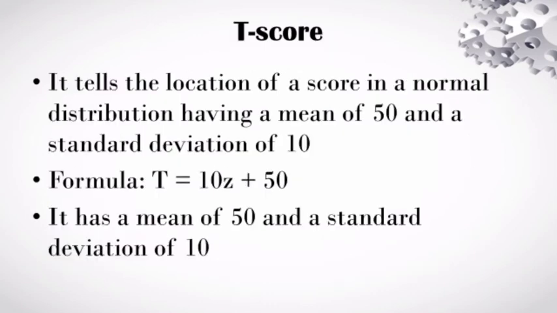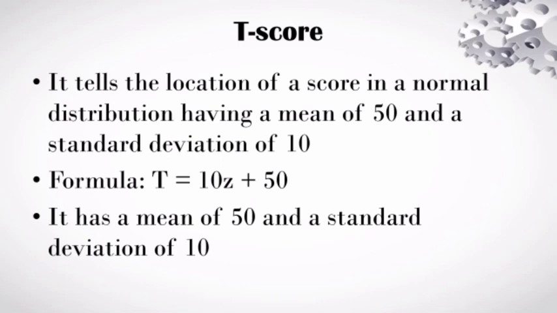So next is the t-score. It tells the location of a score in a normal distribution having a mean of 50 and a standard deviation of 10. The formula is T is equal to 10z plus 50, where 50 is the mean and 10 is the standard deviation.